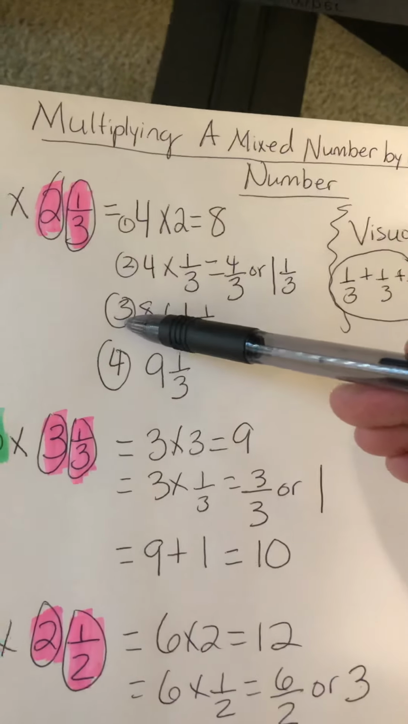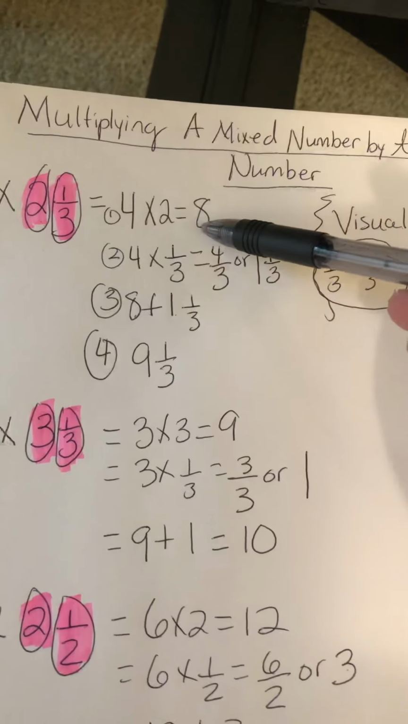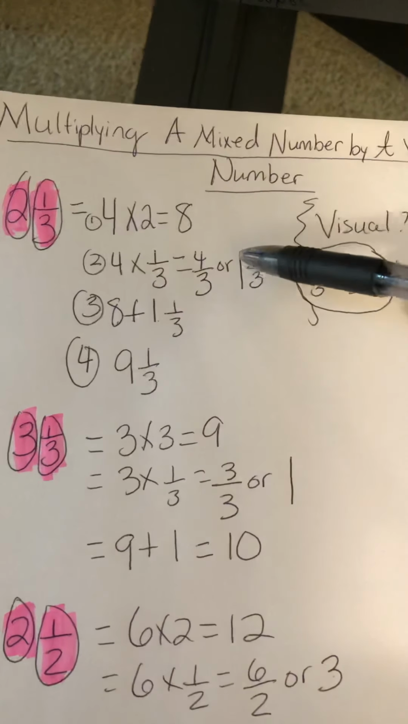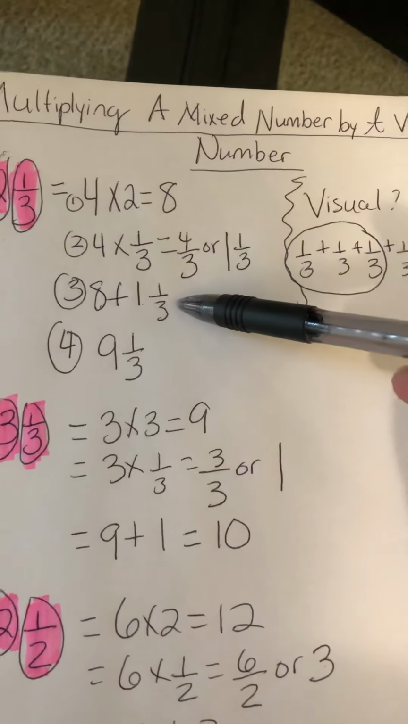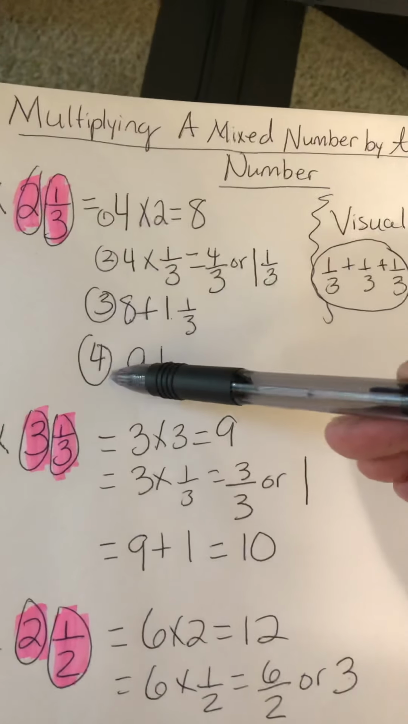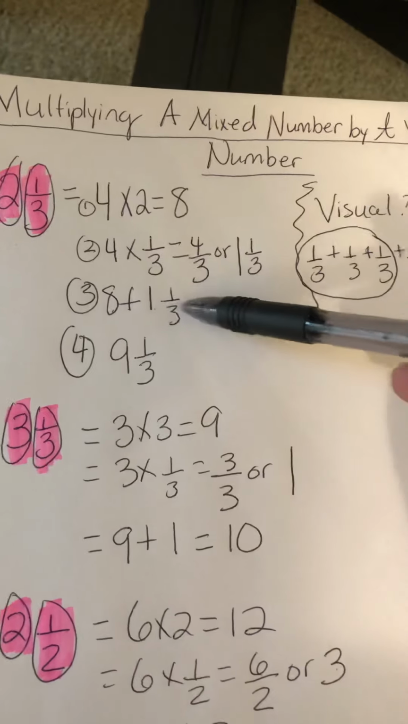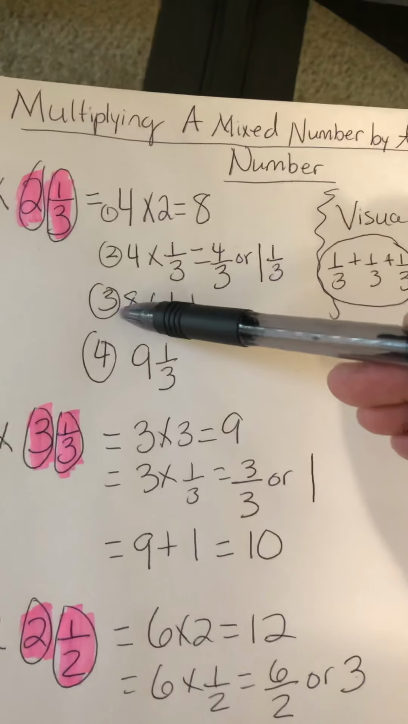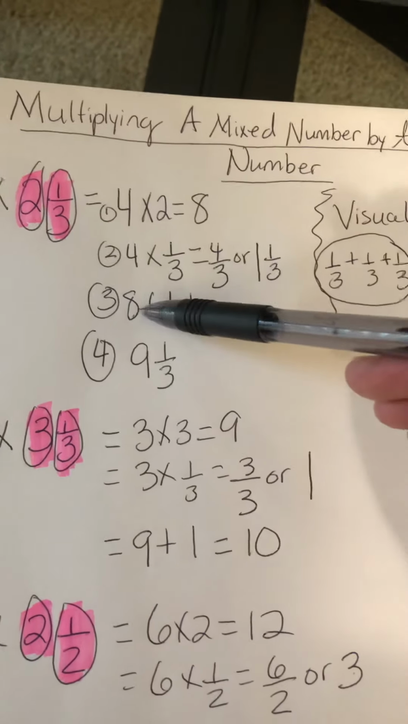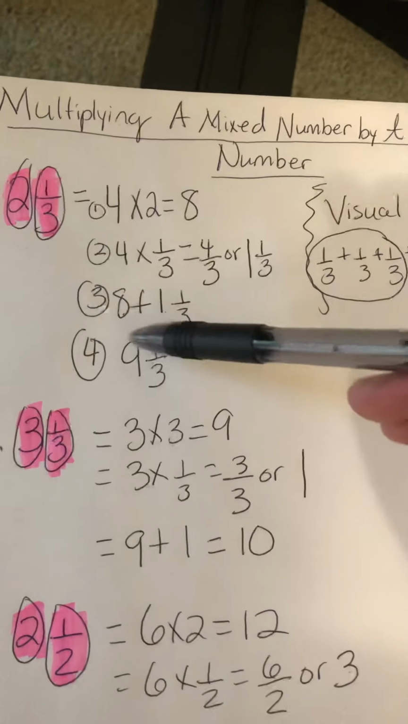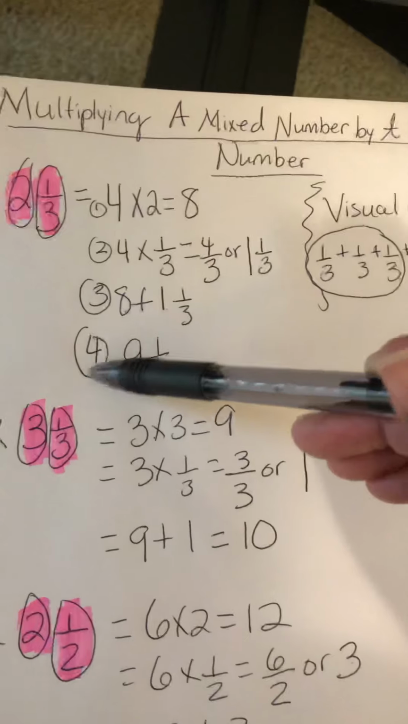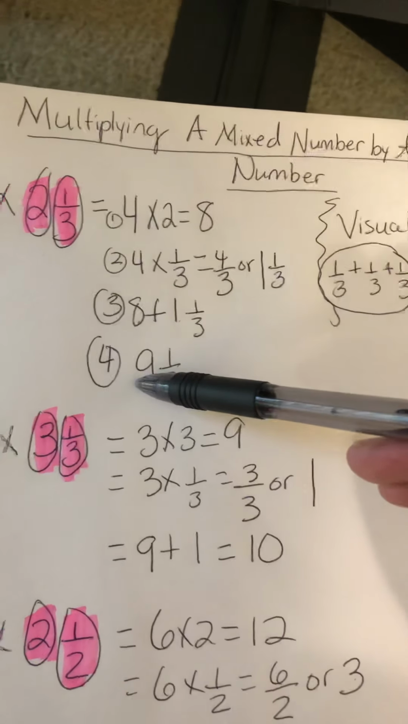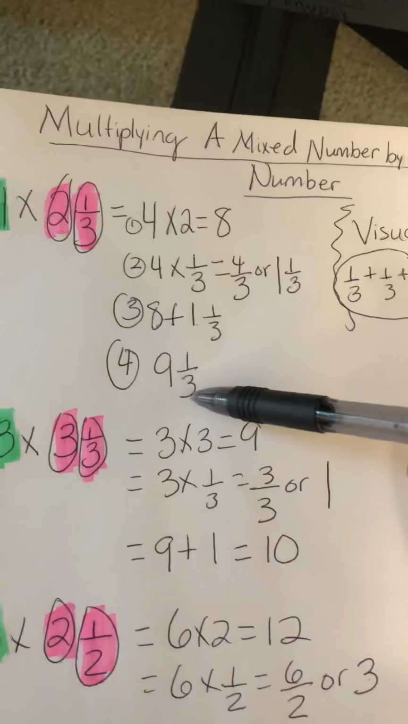Step 3, I'm going to take my 8. I'm also going to take my 1 and 1/3, and I'm going to add them together. And so my final step here is to add 8 plus 1 and 1/3. Okay, I'm going to add my whole numbers, which is 8 and 1, and 8 plus 1 is 9. And I'm just going to bring over my fraction. So my final answer here is 9 and 1/3.